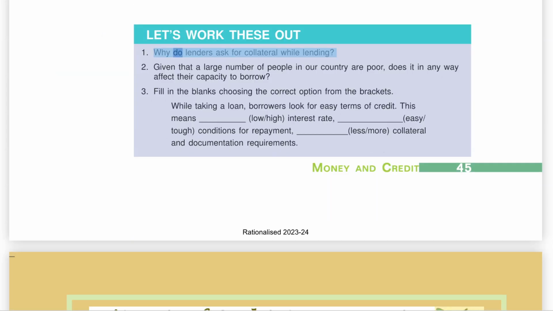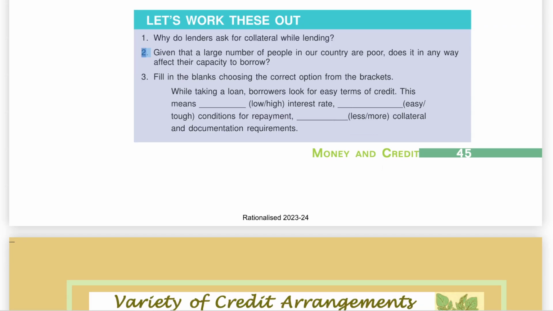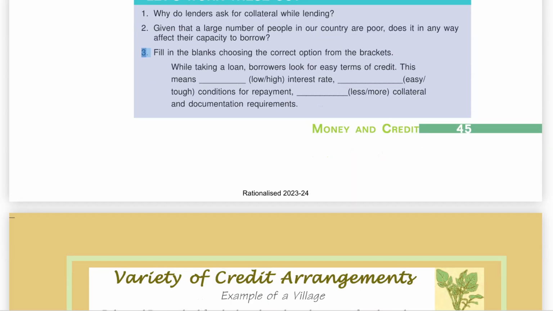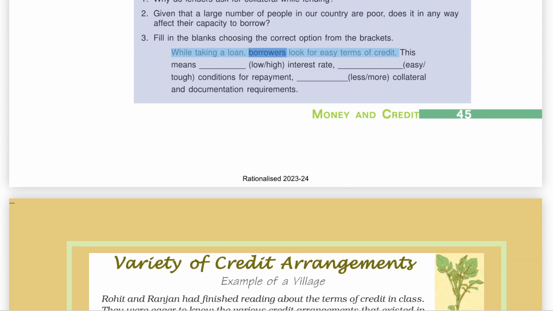1. Why do lenders ask for collateral while lending? 2. Given that a large number of people in our country are poor, does it in any way affect their capacity to borrow? 3. Fill in the blanks choosing the correct option from the brackets. While taking a loan, borrowers look for easy terms of credit. This means low/high interest rate, easy/tough conditions for repayment, less/more collateral and documentation requirements.